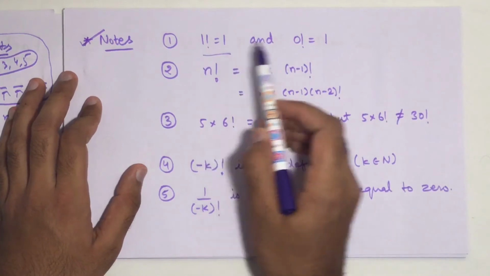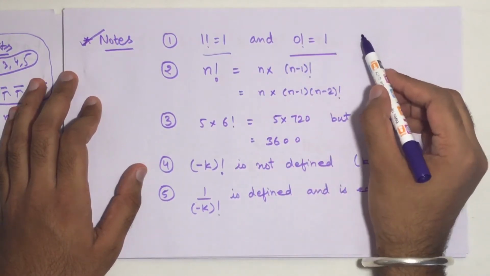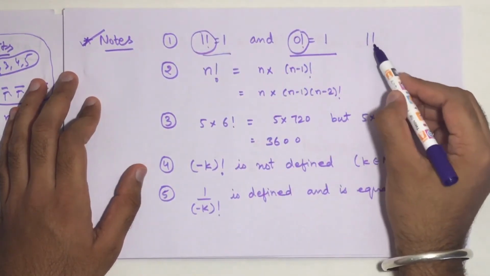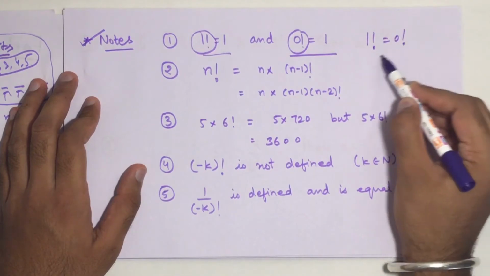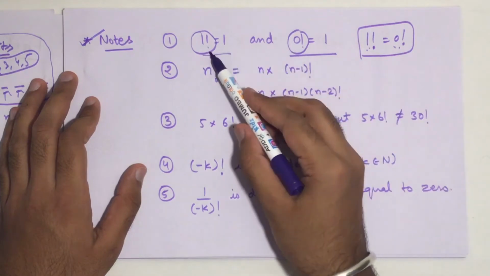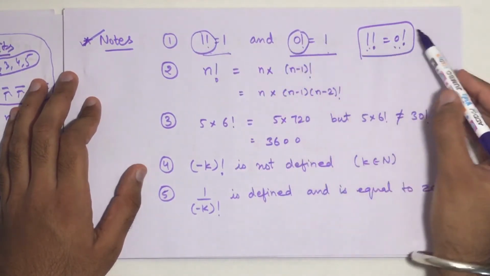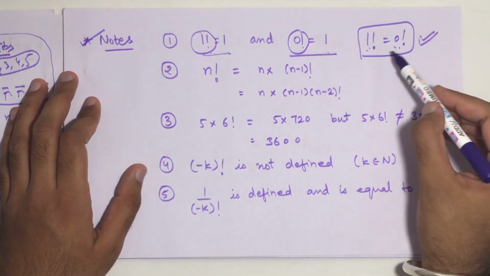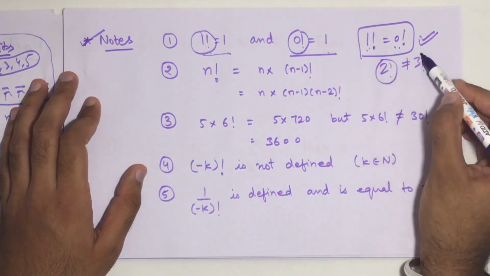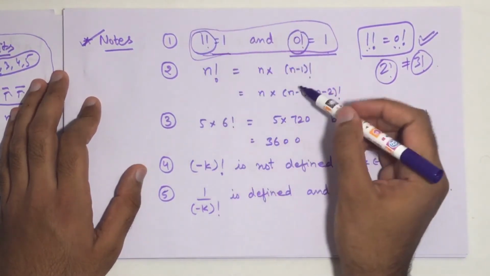1 factorial is equal to 1 and also 0 factorial is equal to 1. There is only one such pair of two distinct numbers, 1 factorial and 0 factorial, which have the same factorial. 1 factorial makes 1, 0 factorial also makes 1, and this is the only pair whose factorials come out the same. Besides this, 2 factorial is equal to 3 factorial is not true, and no other factorial is equal to another factorial. Only this one pair is equal.